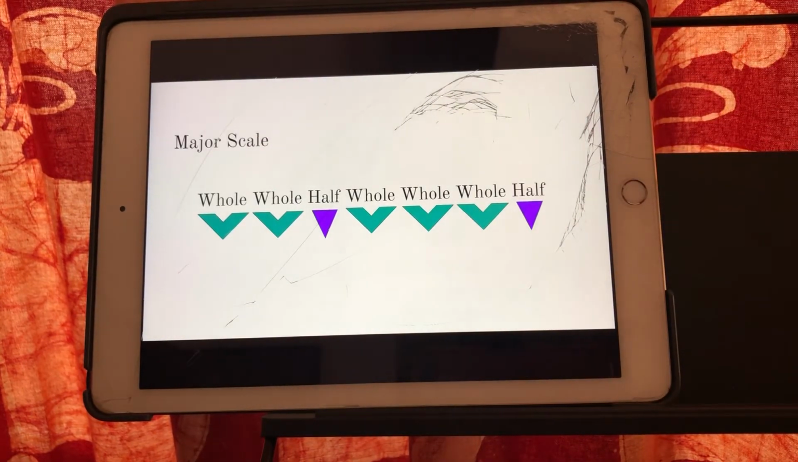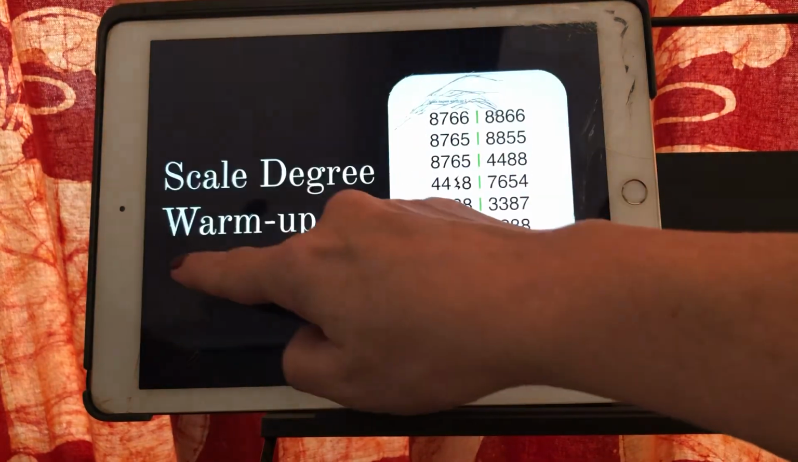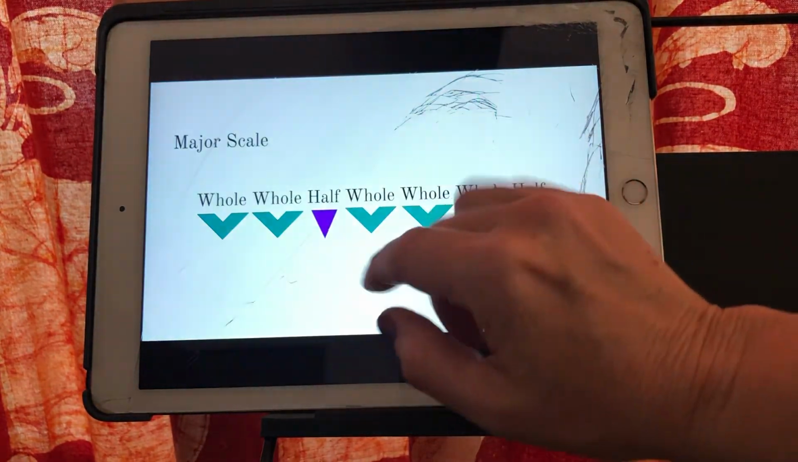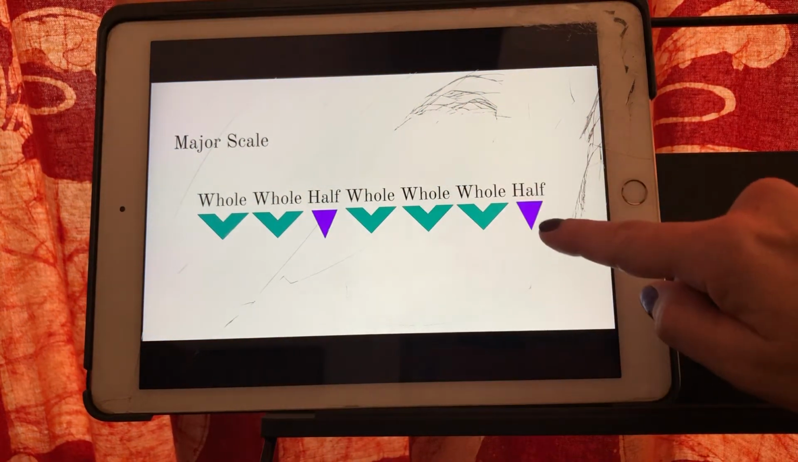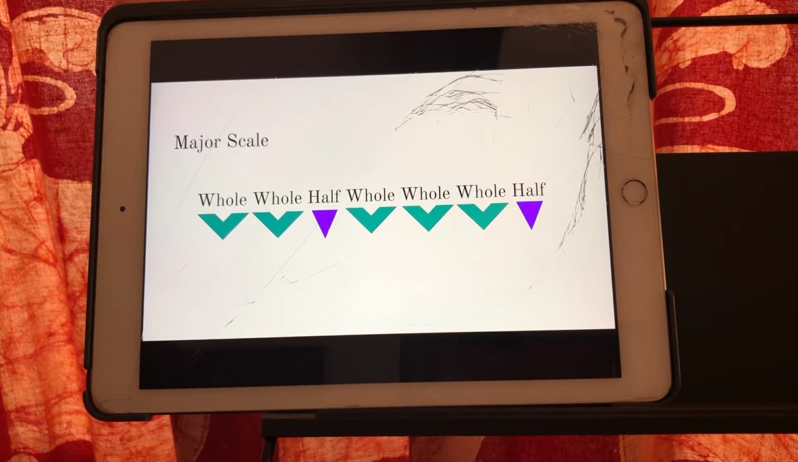Okay, so let's look at the major scale. This is what I envision in my head: big step, little step, big step, big step, little step. So in C, this will be between E and F. Shouldn't have touched it. That'll be between E and F. How about this one? Between B and C. Now you can start on any of the 12 notes and do this pattern, and it'll sound out a major scale.